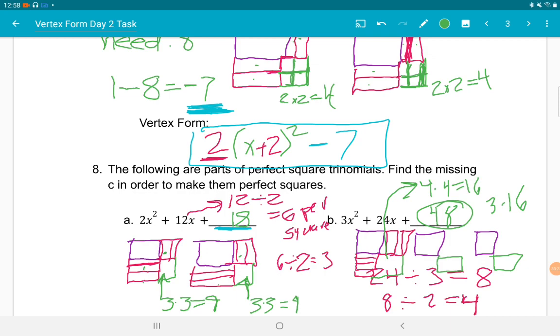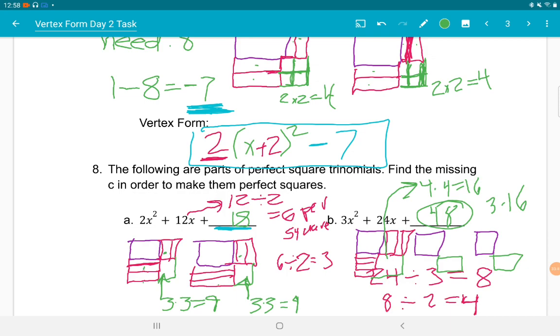Okay, so on the homework for today, what you're going to be doing is converting to vertex form and then also just finding the number that you need to make a perfect square, okay?